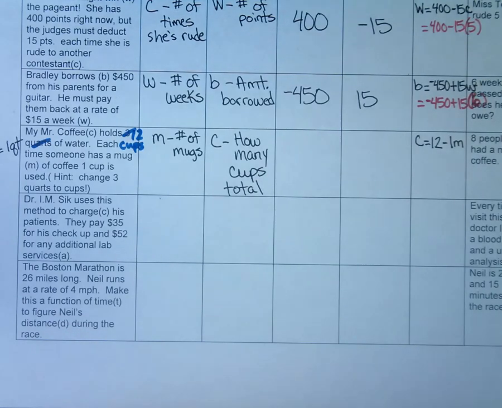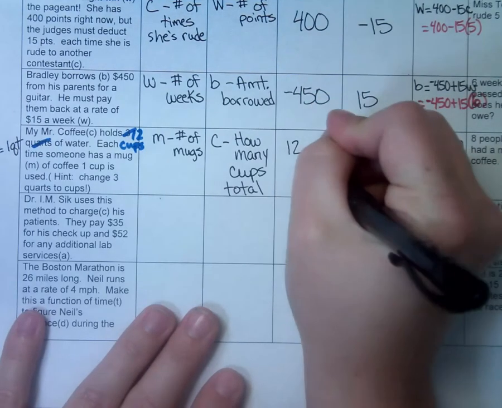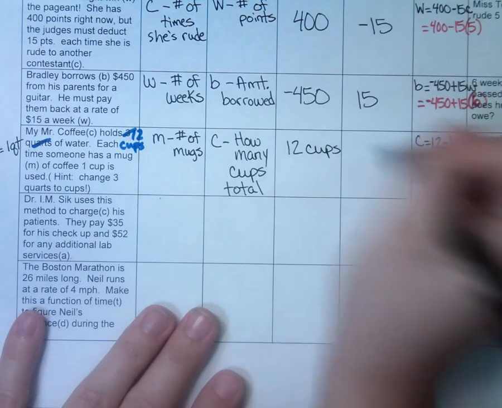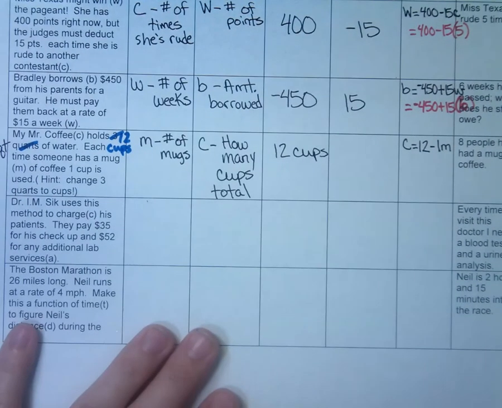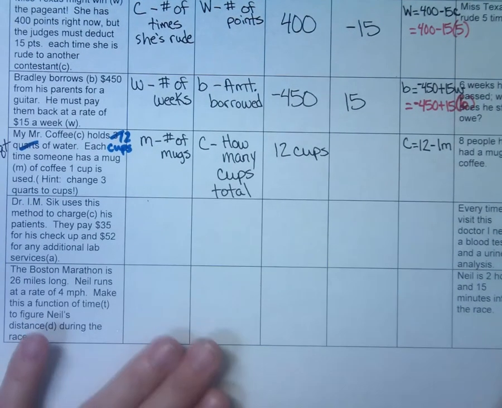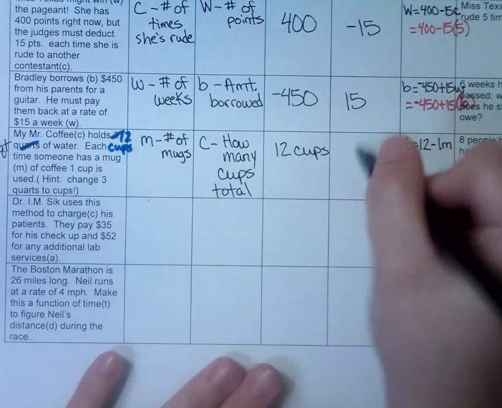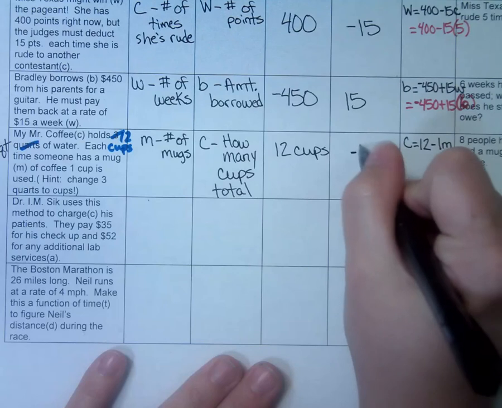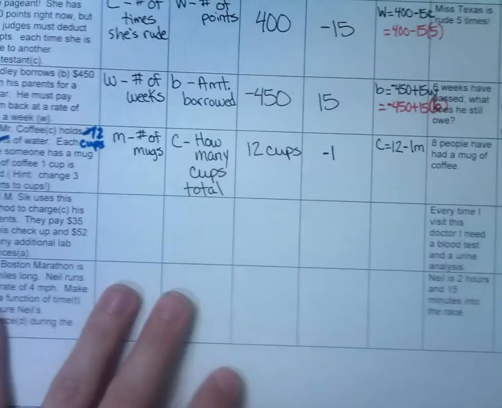Okay, the initial value. How much does our Mr. Coffee hold at the beginning? That's right, it holds 12 cups. The constant rate of change, what happens over and over and over again? Well, over and over and over again, they use 1 cup of coffee for every mug, and that is a minus 1, because if you're using the coffee, you have to deduct it. Okay, and then the problem.